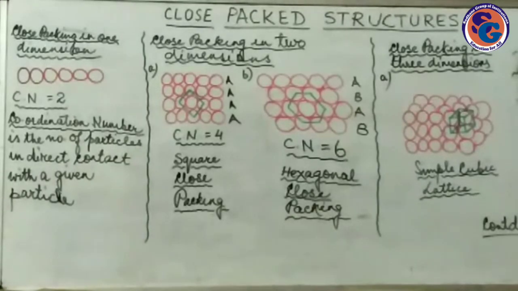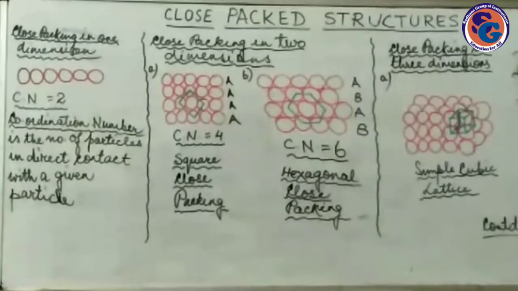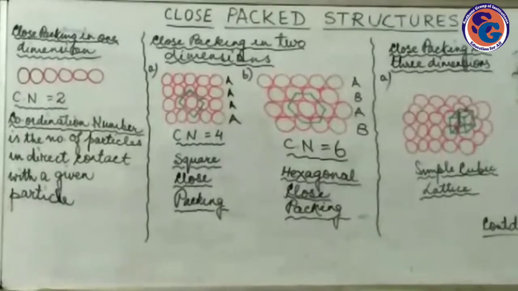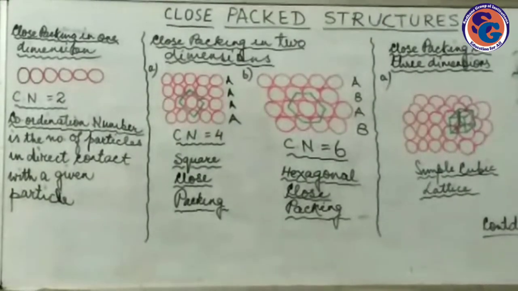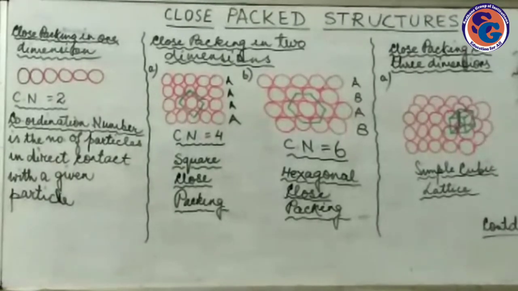Two-dimensional close packed structures can be obtained by stacking the rows of close packed spheres in one dimension. And this can be done in 2 different manners. The first one, you can see, is an AAAA type of close packing. In this arrangement, each sphere is in direct contact with 4 other spheres, 4 neighboring spheres.